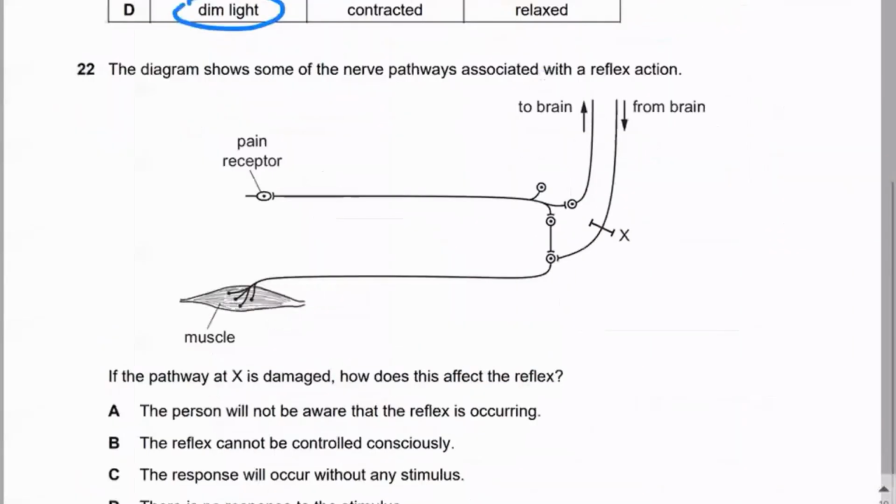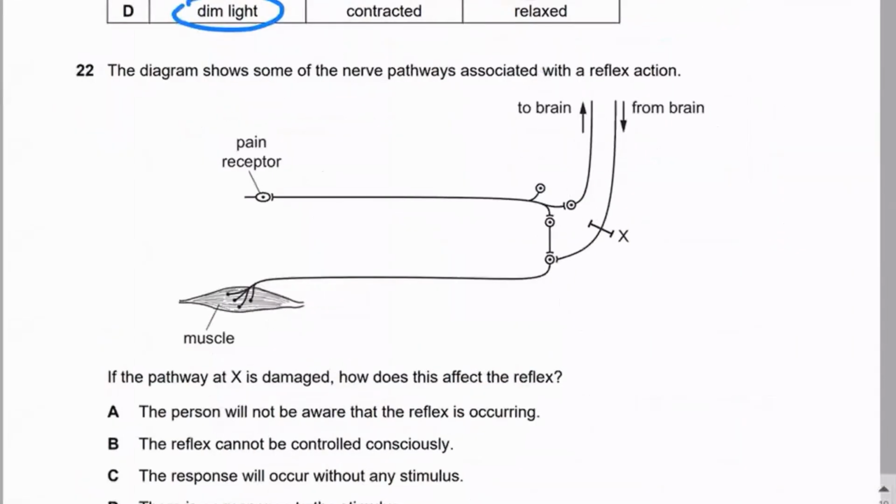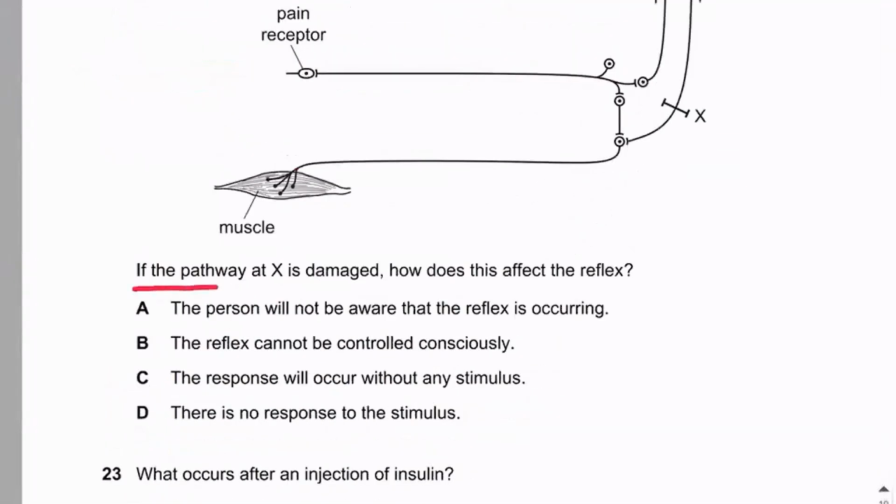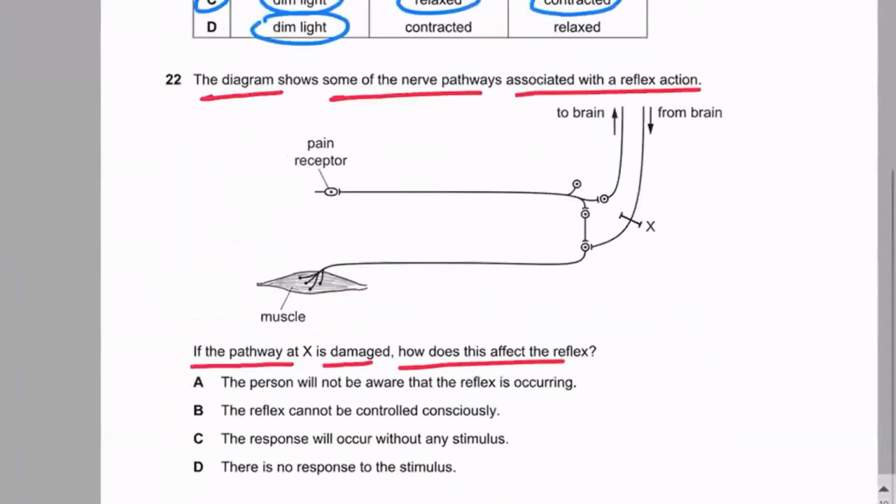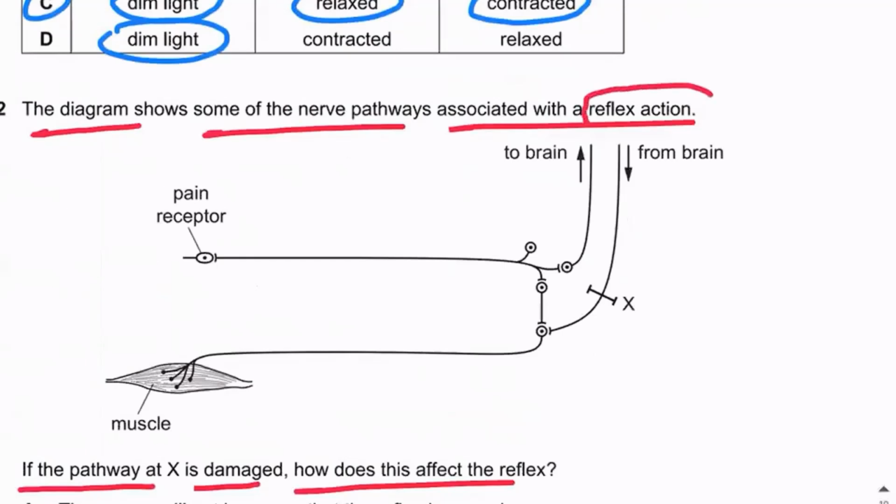Let's discuss MCQ number 22. The diagram shows some of the nerve pathways associated with the reflex action. If the pathway at X is damaged, how does this affect the reflex? So guys, what is meant by reflex action? Reflex action is defined as a fast, involuntary response to a stimulus. And what does that mean?